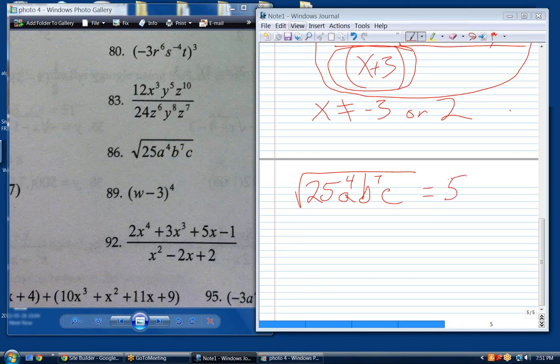What's the square root of a to the 4th? It's a squared. Sure. A squared times a squared equals a to the 4th. Therefore, the square root of a to the 4th has to be a squared.